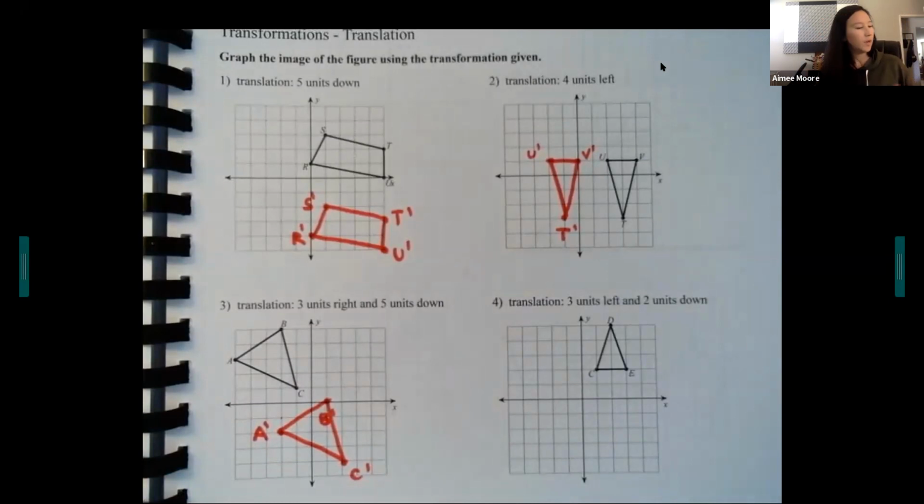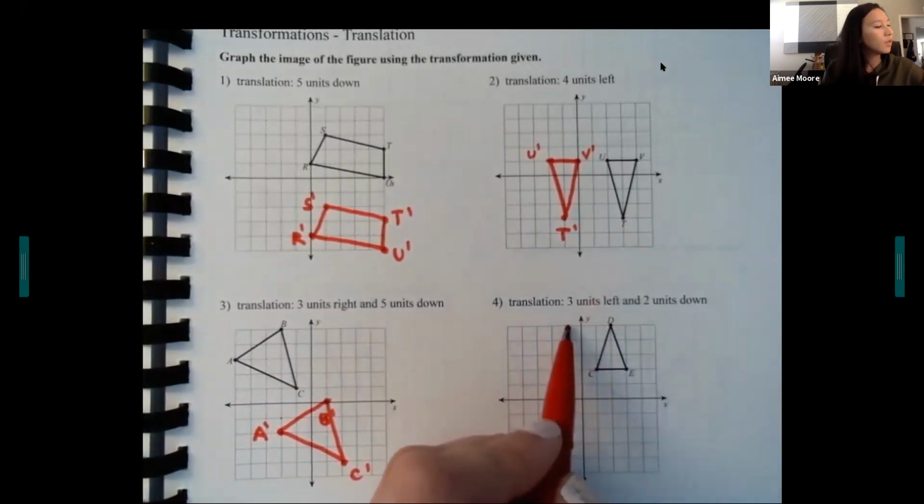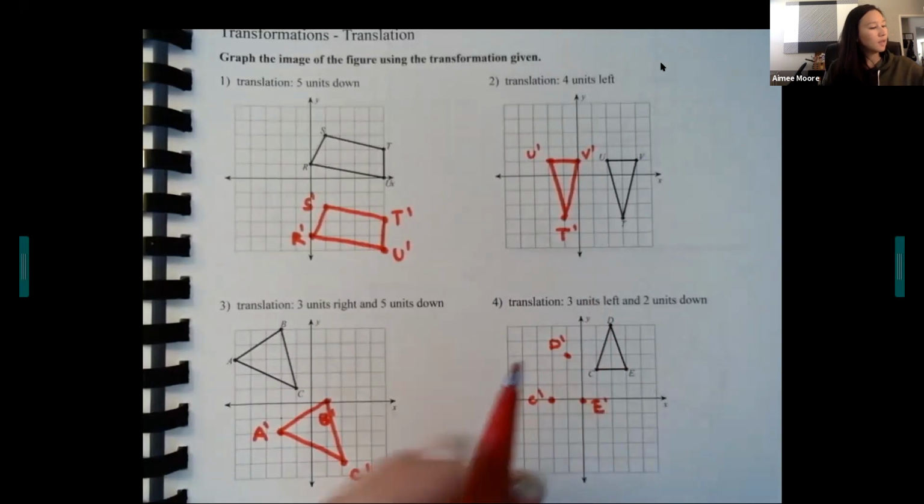Number 4, 3 units left and 2 units down. 1, 2, 3 left, 1, 2 down. That's D prime. C, 1, 2, 3 to the left, and 1, 2 down is C prime. E is 1, 2, 3 to the left, and 2 units down. That's E prime.